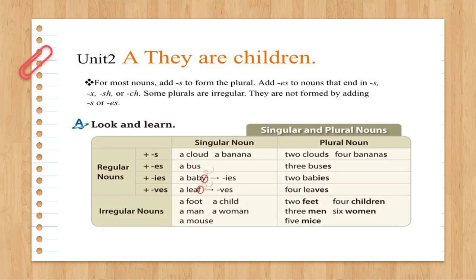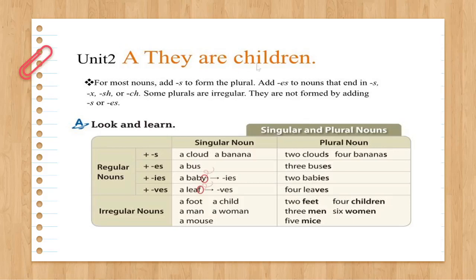So you can see in here that we have regular noun. Regular noun is like the noun that you need to change by adding s, es, ies, or ves. So now let me explain to you. Everyone, please look at the first column in here, where we have singular noun. That means only one, right? And plural noun means more than two. So we have 2, 3, 4, something like that.